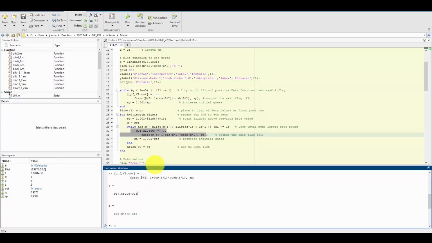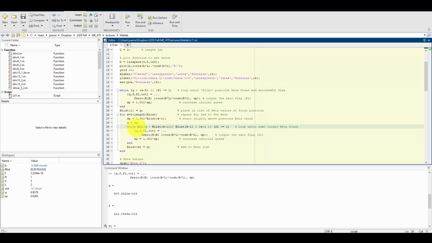So what this while loop is going to do is check, is this q value you found more than 10% different from the previous beta value? So in this case, it would not be. Let's just check, because it's virtually identical.